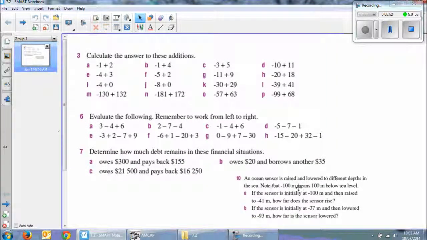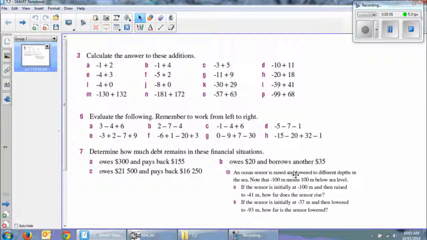Let's have a look at question 10. An ocean sensor is raised and lowered to different depths in the sea. Note that negative 100 metres means 100 metres below sea level. So in question A, if the sensor is initially at negative 100 metres and then raised to negative 41 metres, how far does the sensor rise?